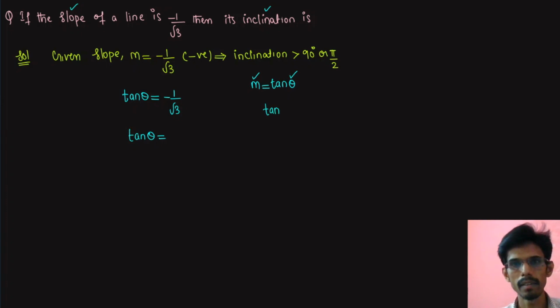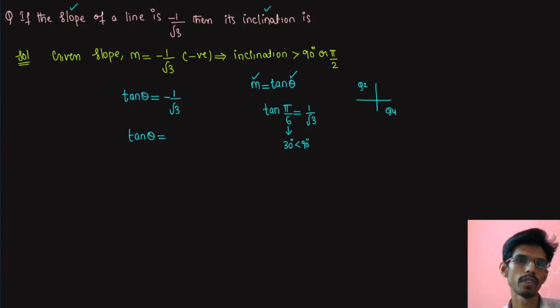We know that tan pi by 6 is 1 by root 3, and pi by 6 is 30 degrees. 30 degrees is less than 90, but the slope is negative, so it can't be pi by 6. Tan is negative. Tan negative means, among the 4 quadrants, tan will be negative in the second quadrant or in the fourth quadrant, right?